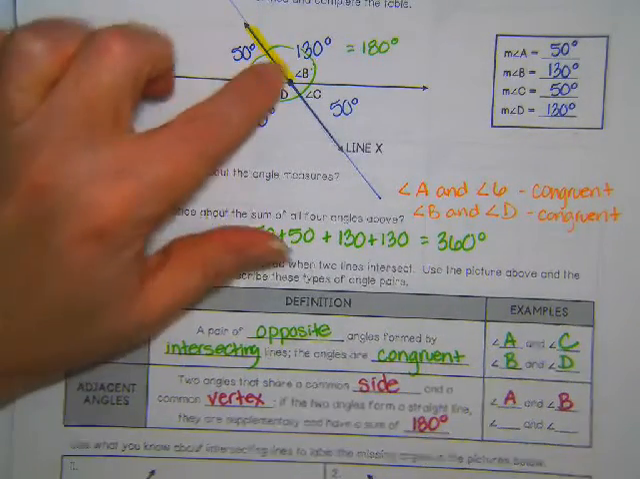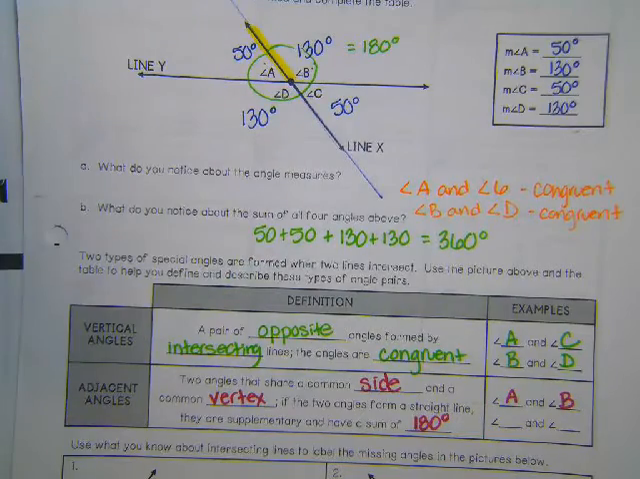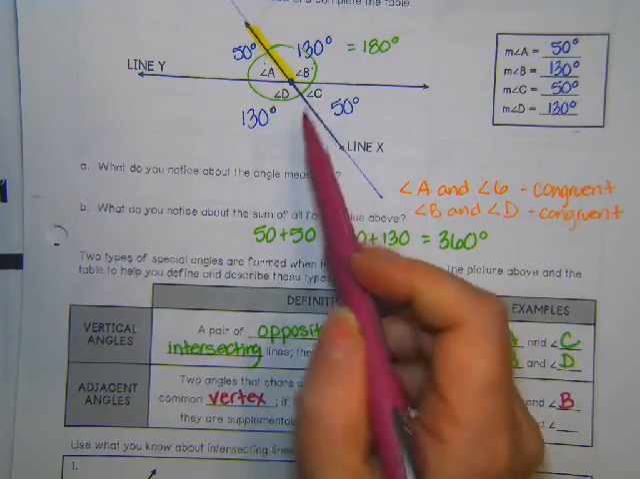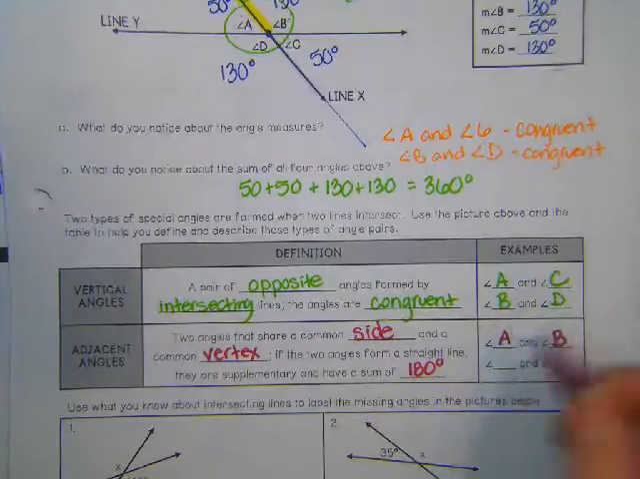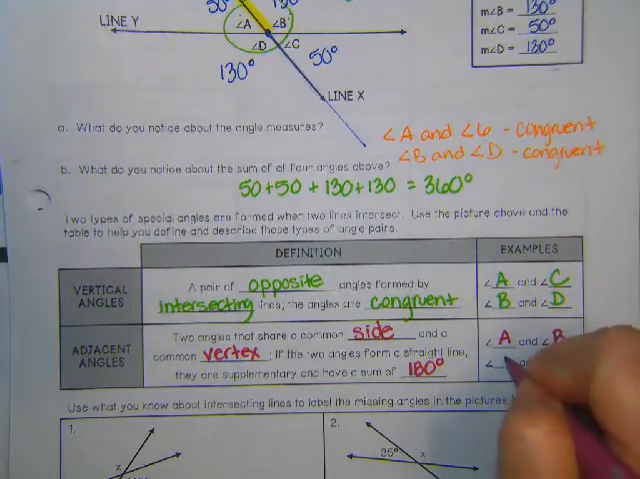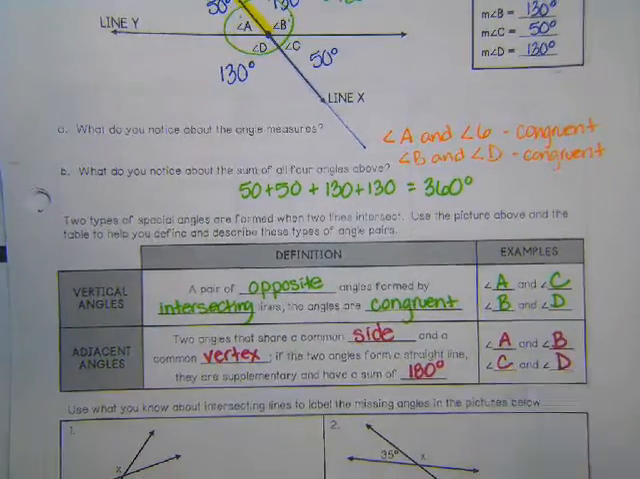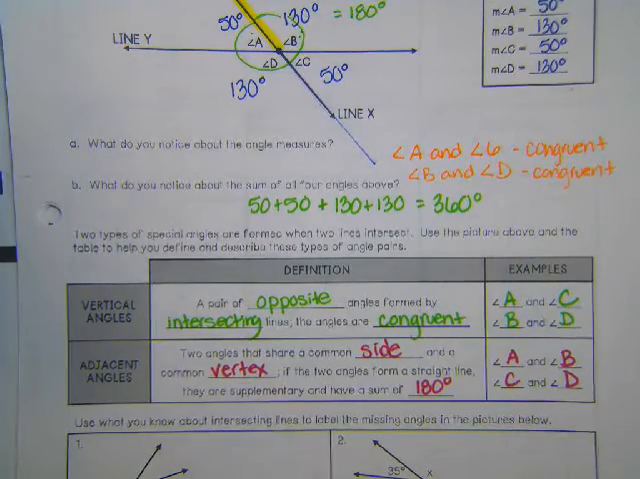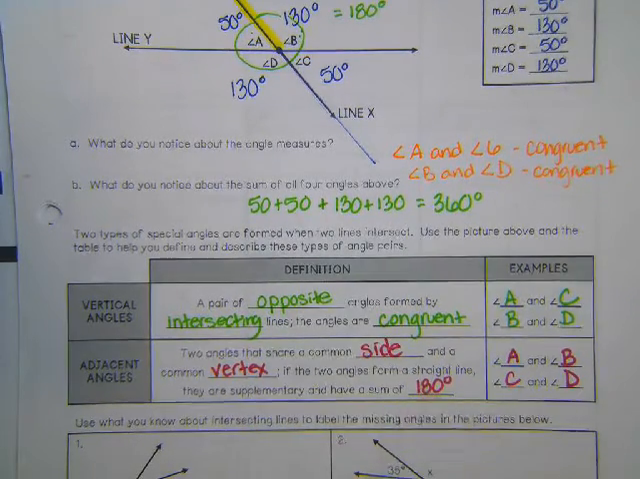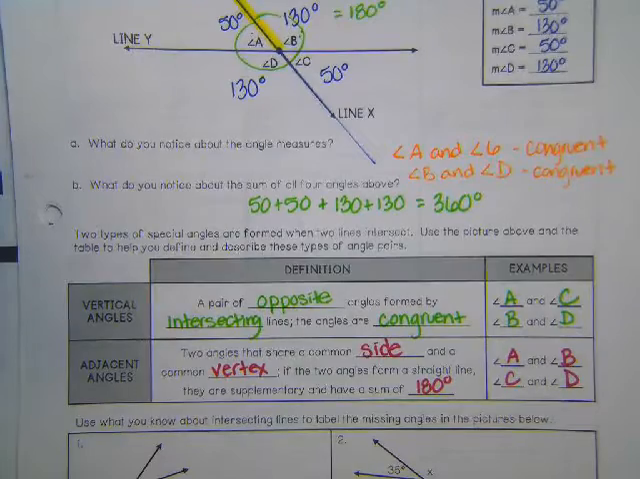You could also have angle B and angle C. You could also have angle C and angle D. Or you could have angle A and angle D. So I'll just put one more. I'll put C and D down here. That's another set of examples. Again, they have to share a common side and a common vertex, and when you add them together, they equal 180 degrees.